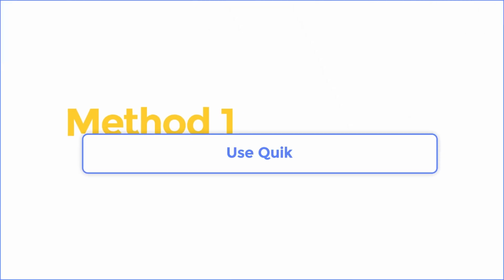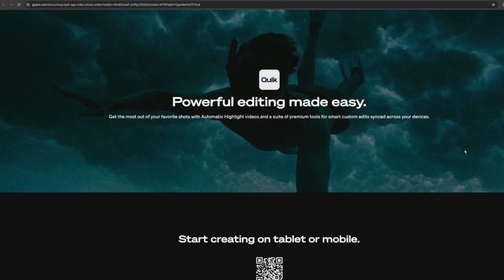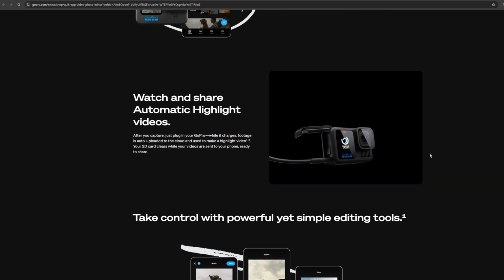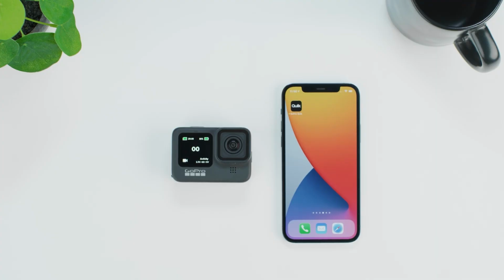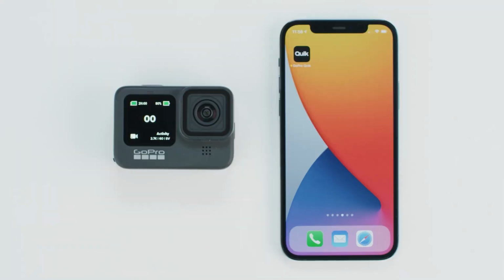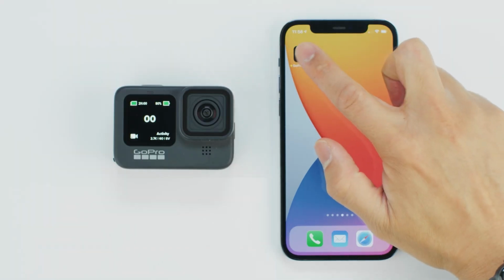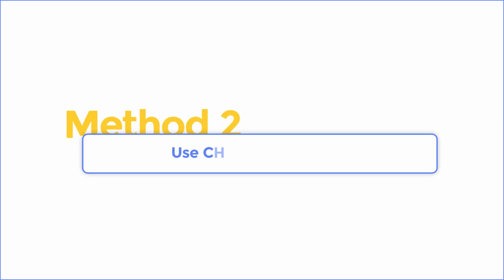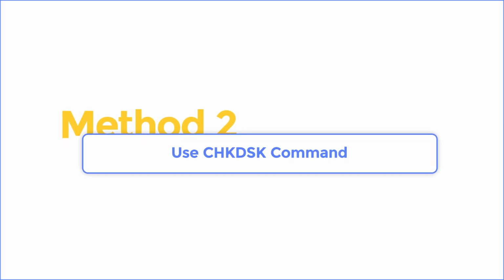Method 1. Use Quik. It is an official GoPro app that's available on Android and iOS as GoPro Quik. You can use this to recover deleted video files if they're still present in the app. If you have enabled the mobile upload option in GoPro Plus, you can then restore the deleted video files from the backup.